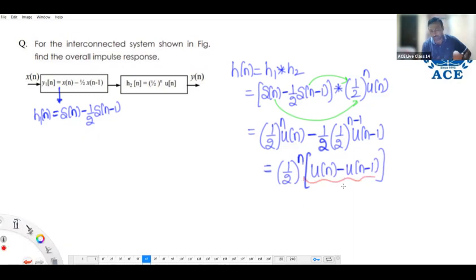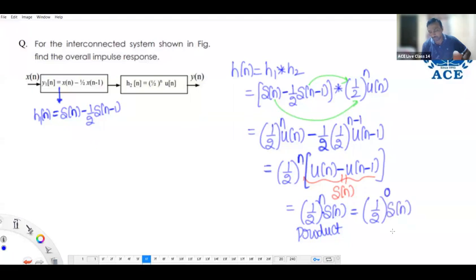What is this bracket term? Simply del n. So it is 1 by 2 whole power n into del n. Any signal multiplied by impulse means product property of impulse. 1 by 2 whole power 0 into del n. Impulse existed at 0. That is simply del n. First you apply convolution property of impulse. First difference of step sequence is del n. Again, it becomes product property of impulse.